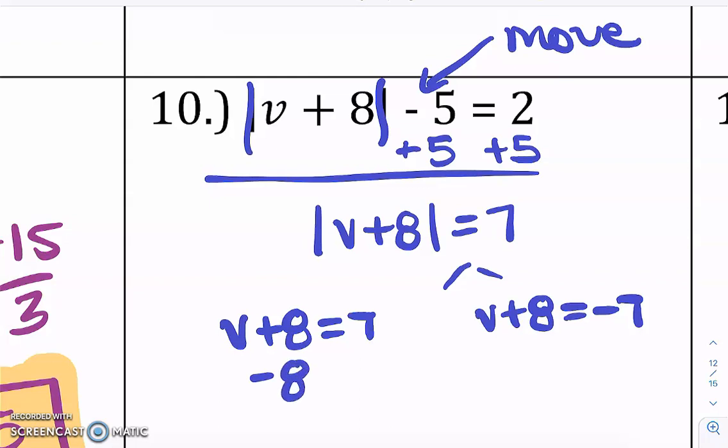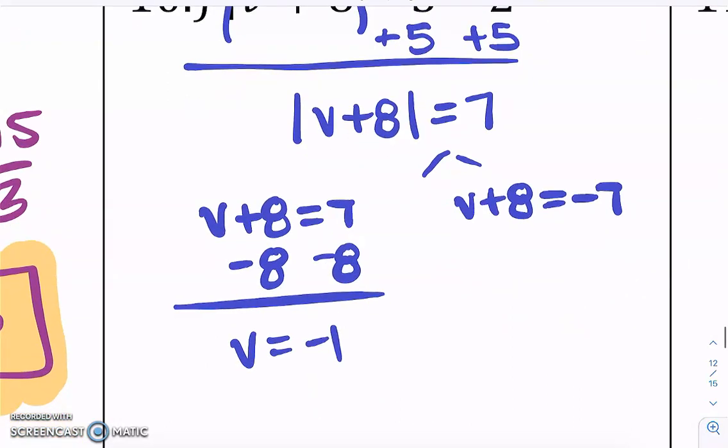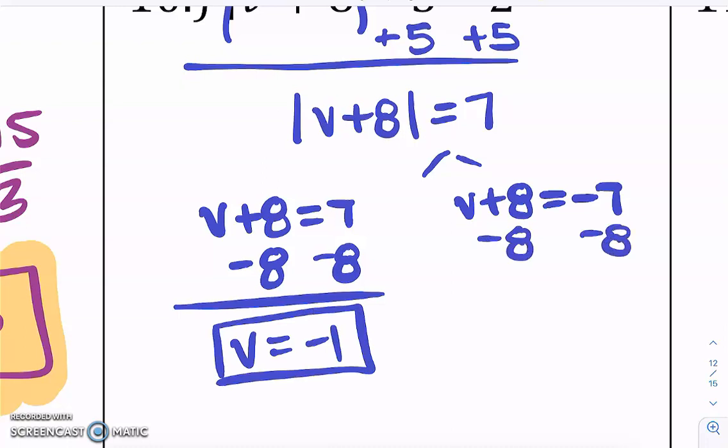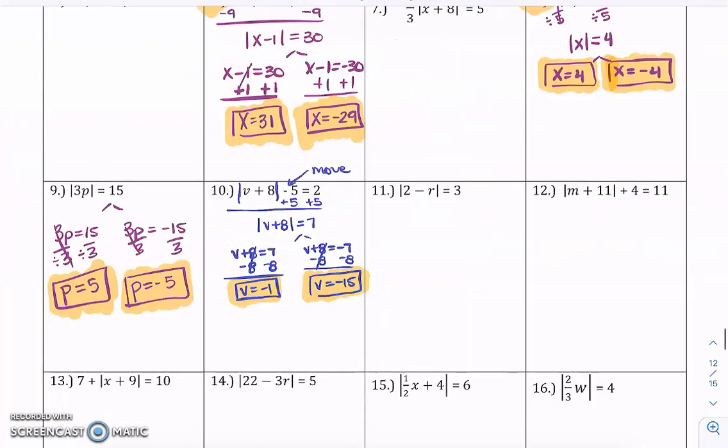So now solve both of them. So v could be negative 1, or v could be negative 15. The worst part about this, I think, is just the fact that today you have 2 solutions instead of 1. I think that's the worst part of it.